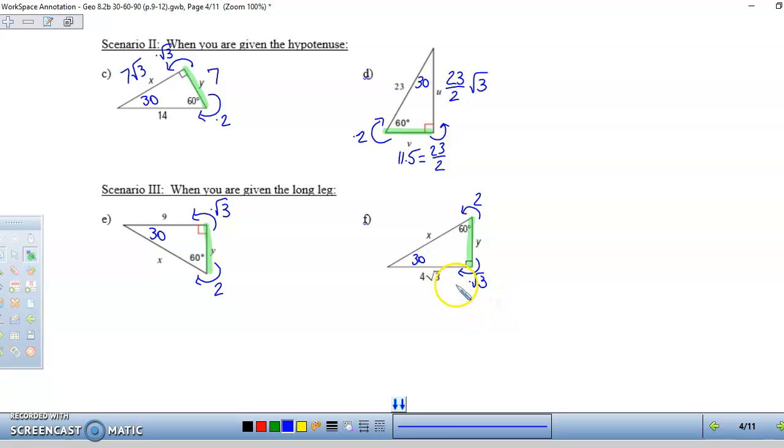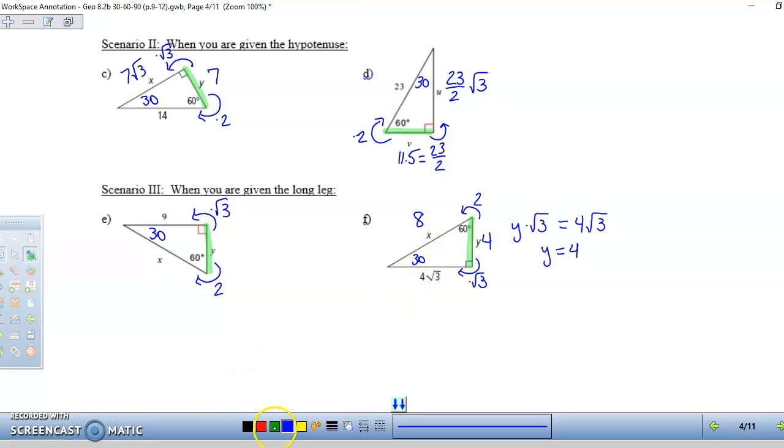Okay, so this one's slightly easier. So I need y, so basically y times root 3 is equal to 4 root 3. So something times root 3 equals 4 root 3. Hopefully it's fairly obvious that has to be a 4. So this y value is going to be 4, and then you simply double it and you get 8.